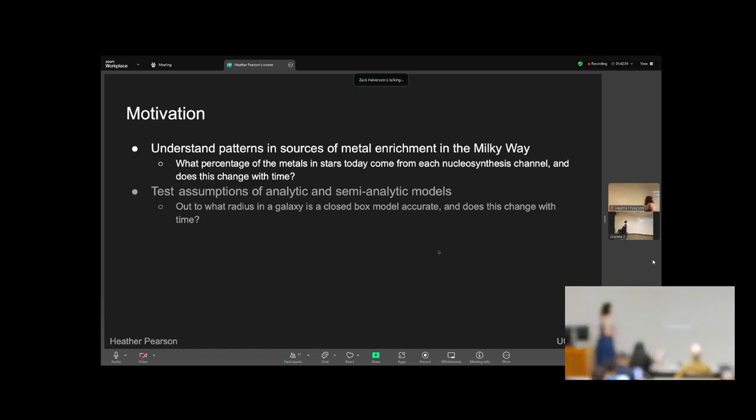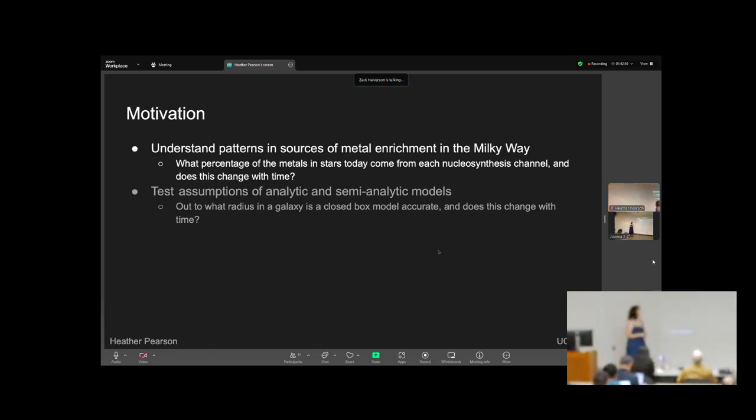So just to motivate my work a little bit, my goals in this project are to understand patterns and sources of metal enrichment in the Milky Way, specifically to answer the question: what percentage of the metals in stars today come from each nucleosynthesis channel, and does this change with time? I'm going to answer this question first, and then move on, for the second part of my talk, to testing some assumptions of analytic and semi-analytic models, including the closed box model.